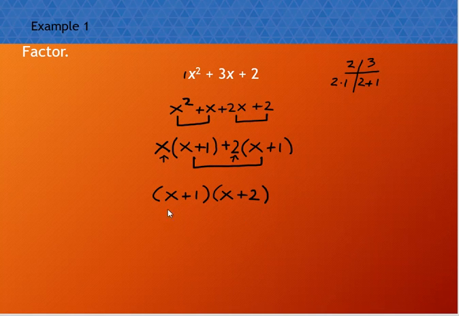So now if you use the FOIL rule and multiply this, you will get back the original expression. So that is our factored form of this given expression.